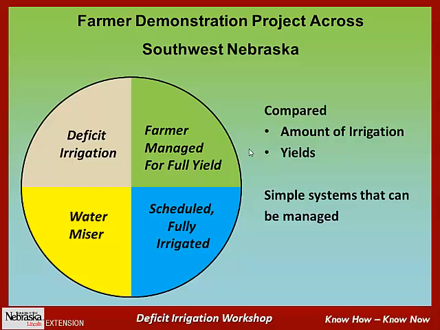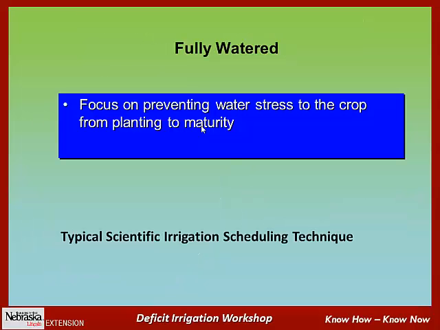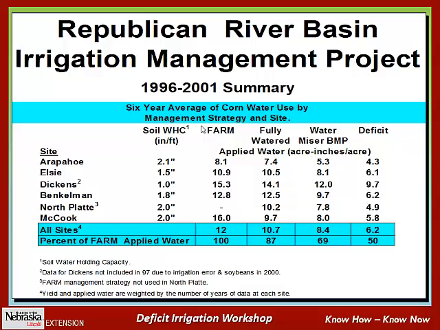The yellow is a program called Water Miser, where they shortened up the length of the growing season. So they delayed irrigation in the first part of the year and cut off irrigation earlier at the back end of the year. And then the last part was a deficit irrigation program where they looked at some pretty significant reduction in water application in the field. Now, they tried to do simple systems that would be something people could look at and see the impact. I think I described those well enough.